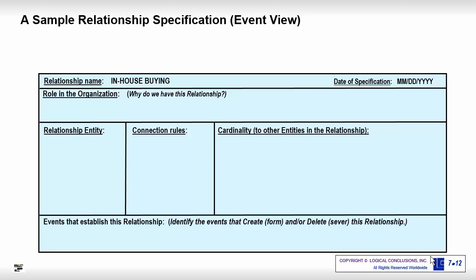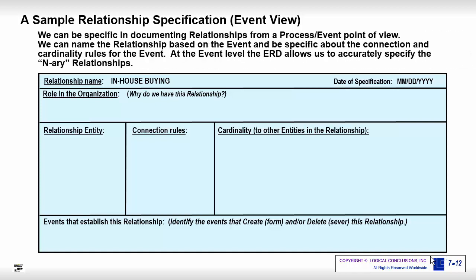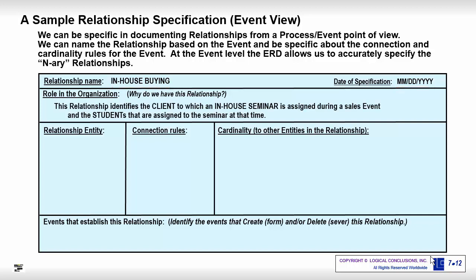Please note I'm going to specify what I call the event view, not the organizational view of the relationship. We can be specific in documenting relationship from a process event point of view. We can name the relationship based on the event and be specific about the connection and cardinality rules for the event. At the event level, the ERD allows us to accurately specify the n-ary relationships. Obviously, we should state the relationship name and maybe the date of the specification. Then identify the role in the organization. In other words, why do we have this relationship?